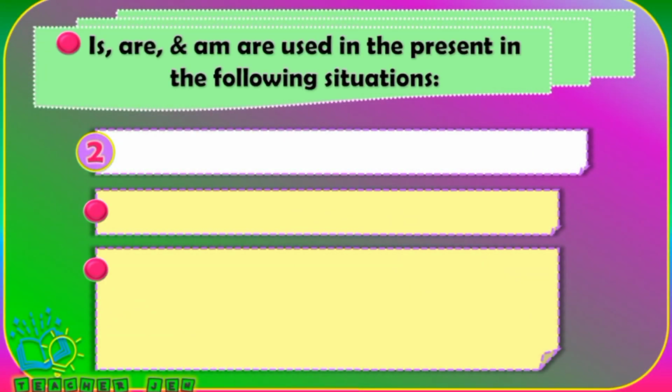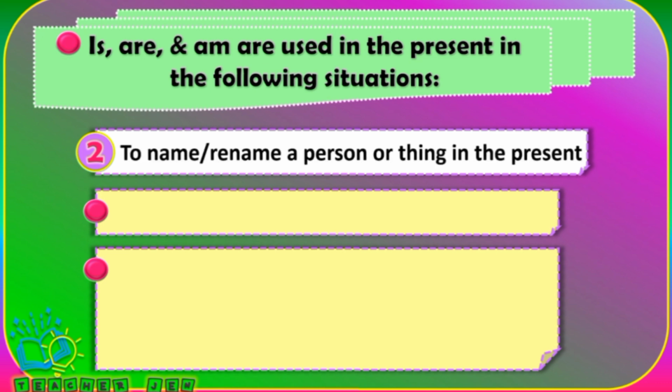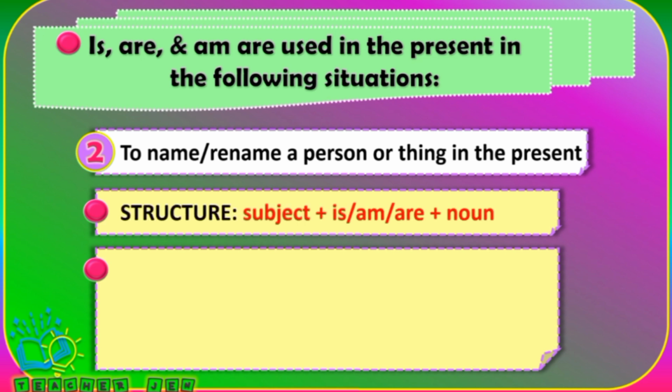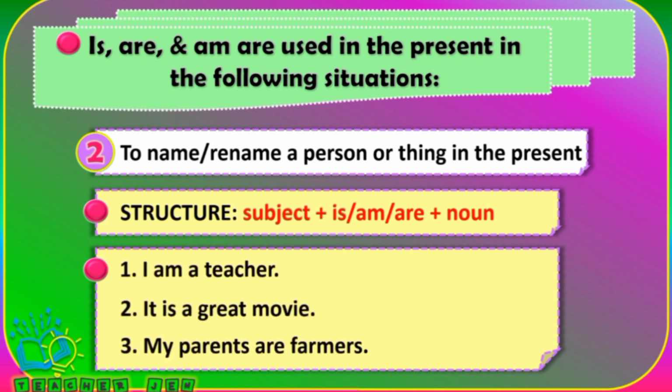Is, are, or am can also be used to name or rename a person or thing in the present, and we can follow this structure: subject plus is or am or are plus noun. For example, number one, I am a teacher. Here the subject is I, the verb is am, and a teacher is the noun.